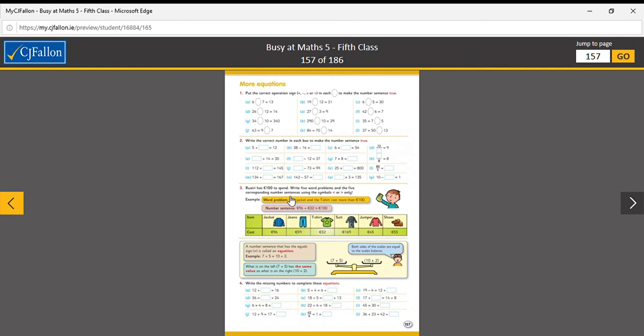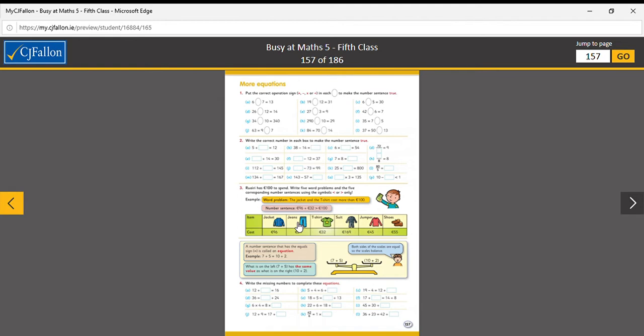Now in number 3, Rory has €100 to spend. Write 5 word problems and then the 5 corresponding number sentences using the symbols less than or greater than only. So, for example, the jacket and the t-shirt cost more than €100. The number sentence would be €96, that's the jacket, €32, that's the t-shirt, and that is greater than 100.